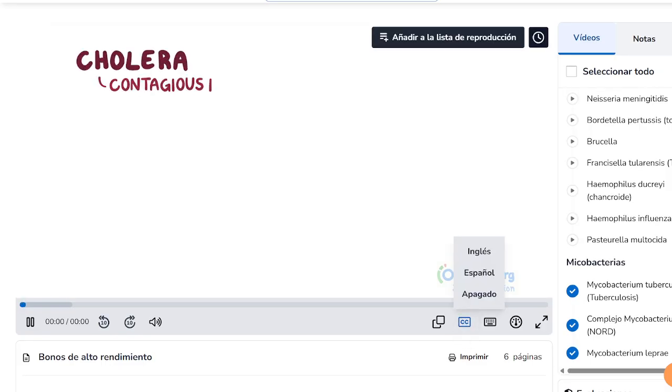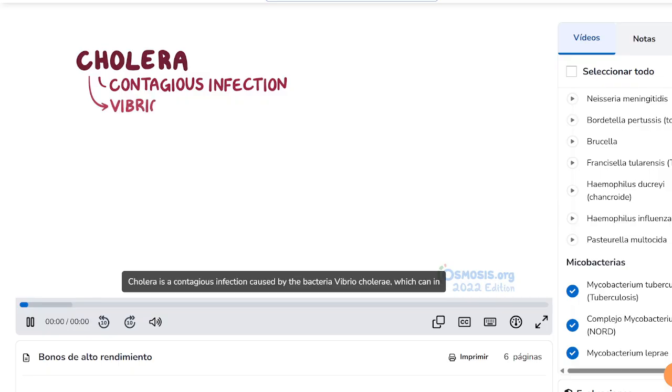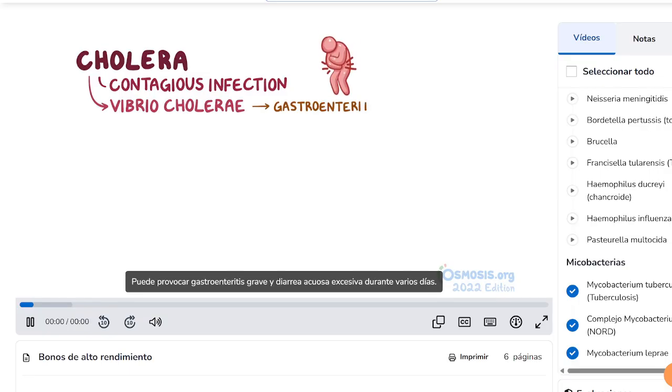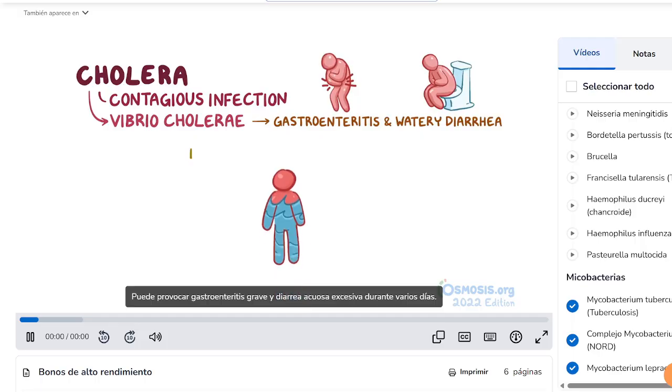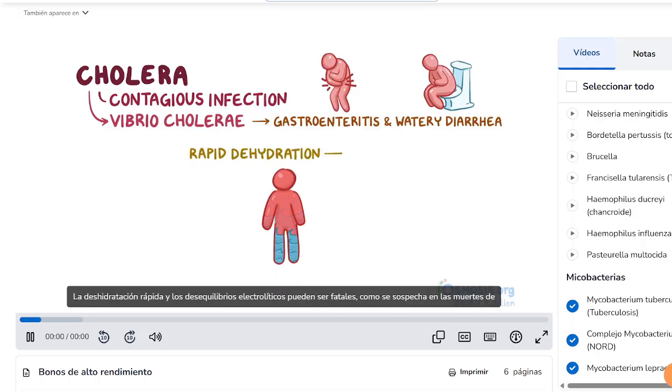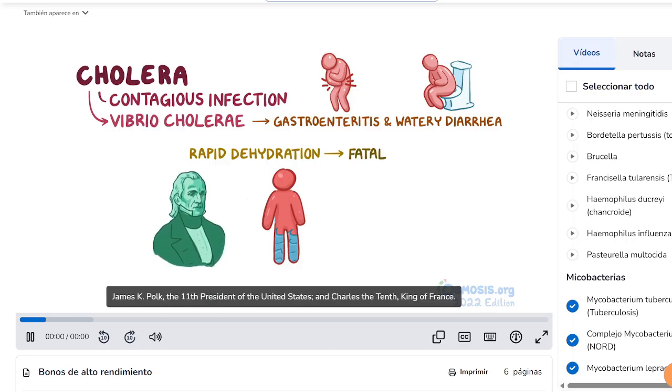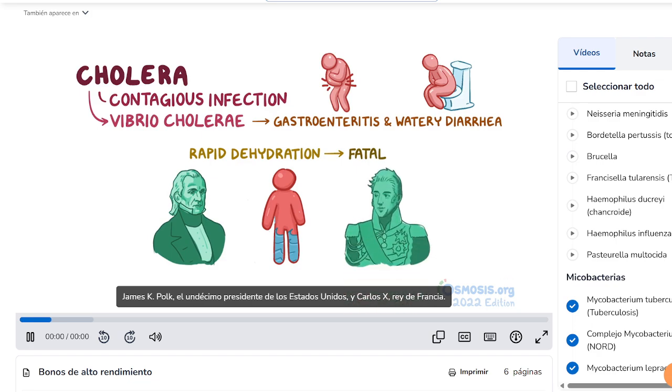Cholera is a contagious infection caused by the bacteria Vibrio cholerae, which can in turn cause severe gastroenteritis and excessive watery diarrhea for several days. Rapid dehydration and electrolyte imbalances can be fatal, as suspected in the deaths of James K. Polk, the 11th President of the United States, and Charles X, the King of France.